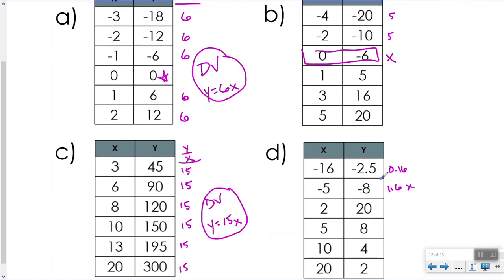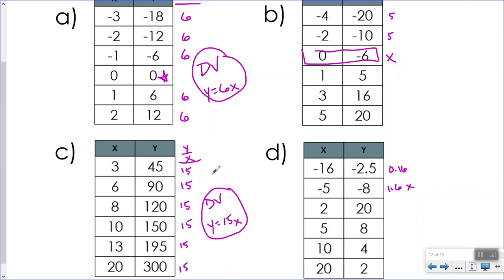Alright, so if we look at these, for table B, if we start with our y over x, -20 over -4 is 5. That looks great. -10 over -2 is also 5. I'm doing all right. Then we get down to here where an input of 0 does not give an output of 0. So right away I know this doesn't cross through the origin, so it can't be a direct variation. And that's where I can stop.